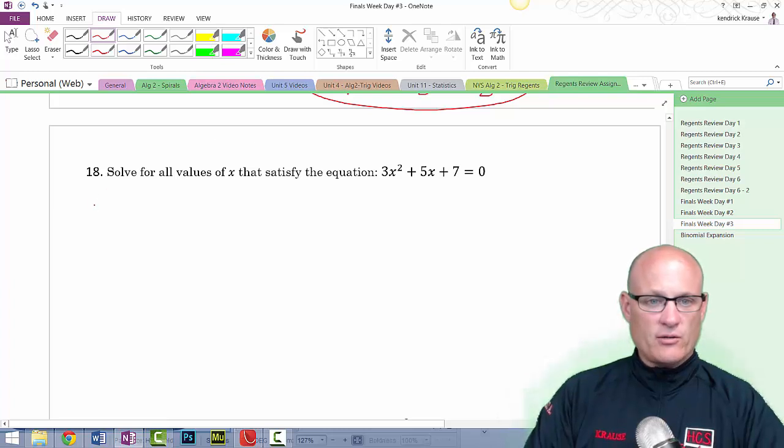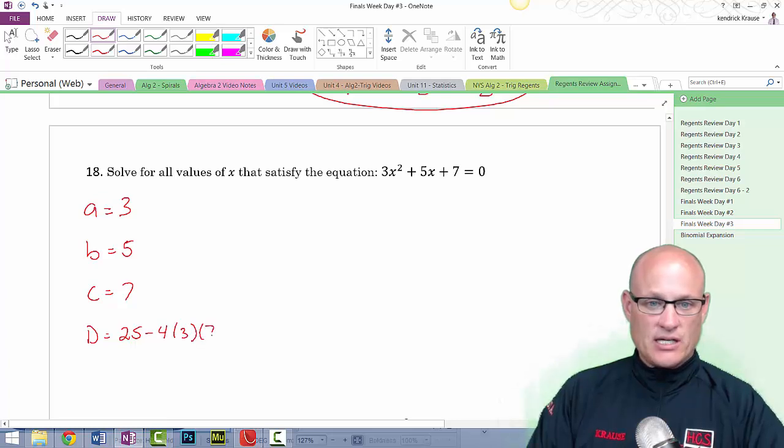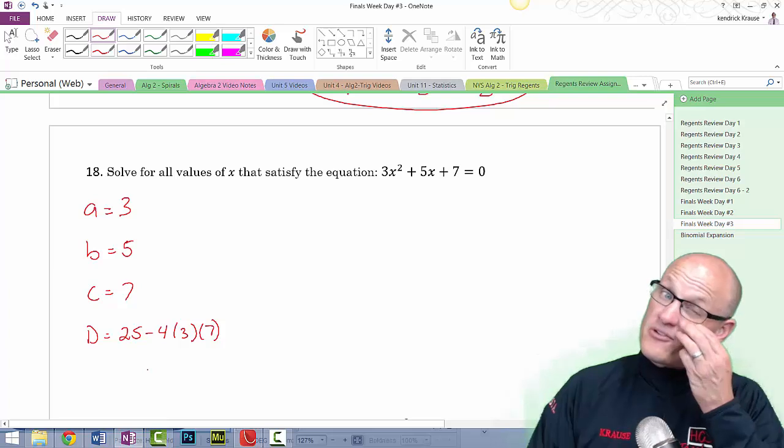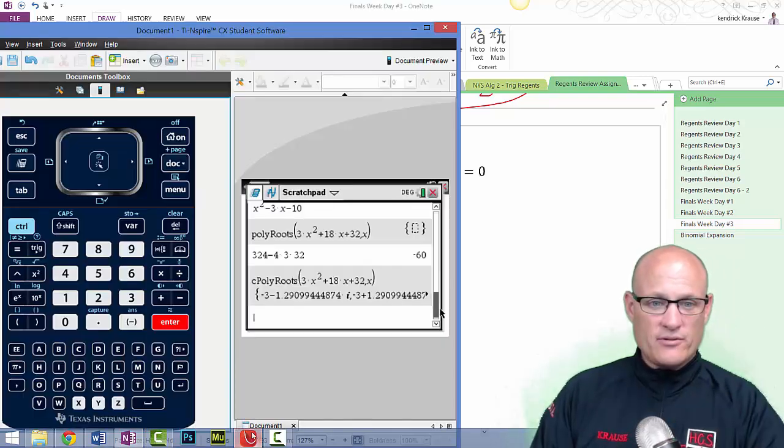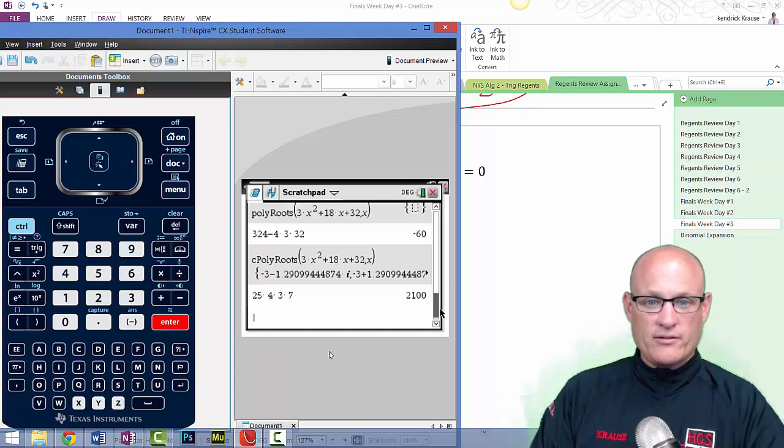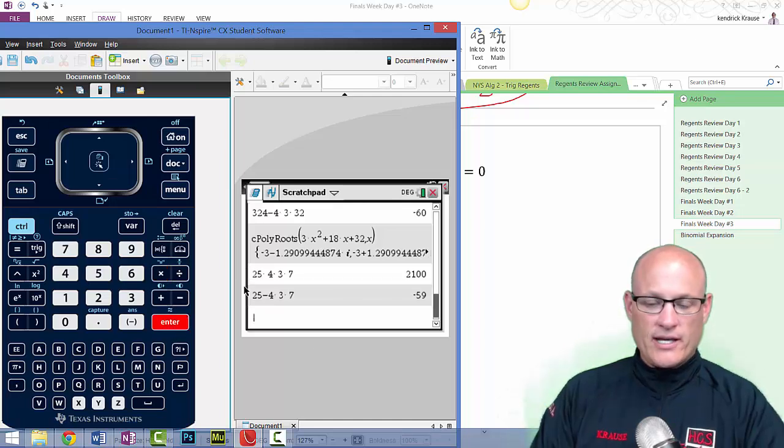I'm going to guess this one's not going to work. I think we have to use the quadratic formula on all these. A equals 3, B equals 5, C equals 7. D, which is the discriminant, is B squared, 25, minus 4 times 3 times 7. So let's see. 25 minus 4 times 3 times 7, negative 59.